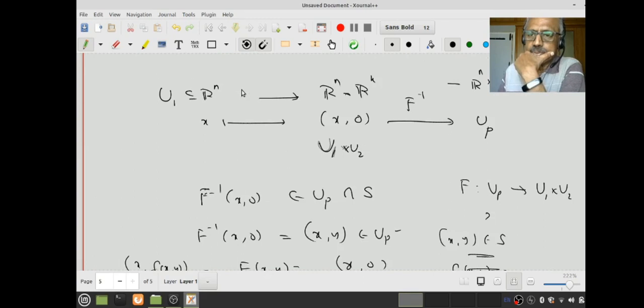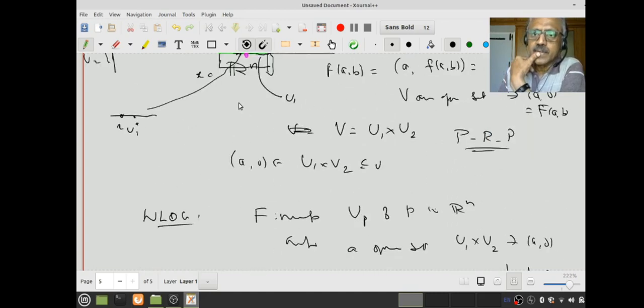Now, let's look at this map. It's actually a C infinity, smooth map, in particular C1. The restriction to the set is the restriction of a linear map. And F inverse, by the inverse function theorem, since this is C1.